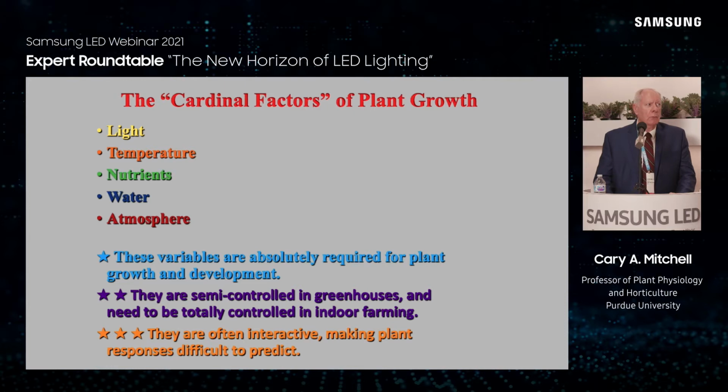So the light recipes that you hear various growers advertise probably are very tentative. They should actually be growth recipes defining the light in terms of all of the other combinations of cardinal growth factors.